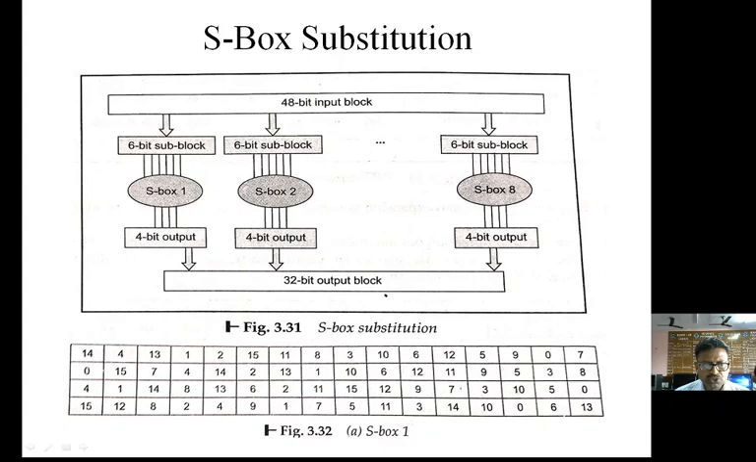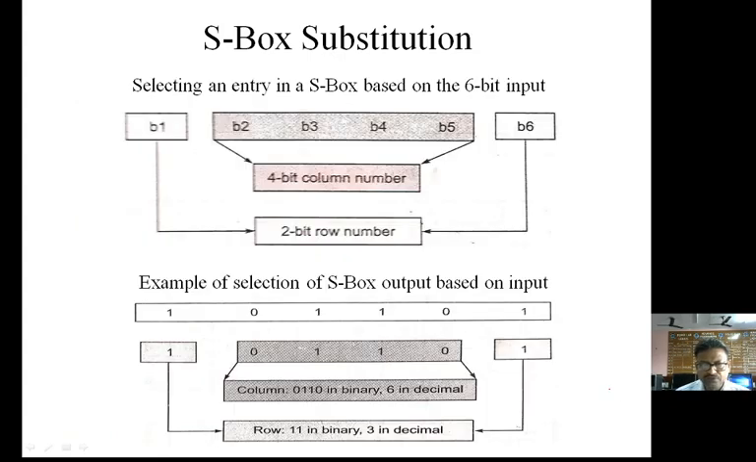Counting 0, 1, 2, 3, 4, 5, 6, so this is column number 6, and this is row number 3. So wherever is the junction point, the junction point is 1, so the value is 1. The output of this will be a 4-bit number that is equivalent to binary 1, and the 4-bit equivalent of 1 is 0001.